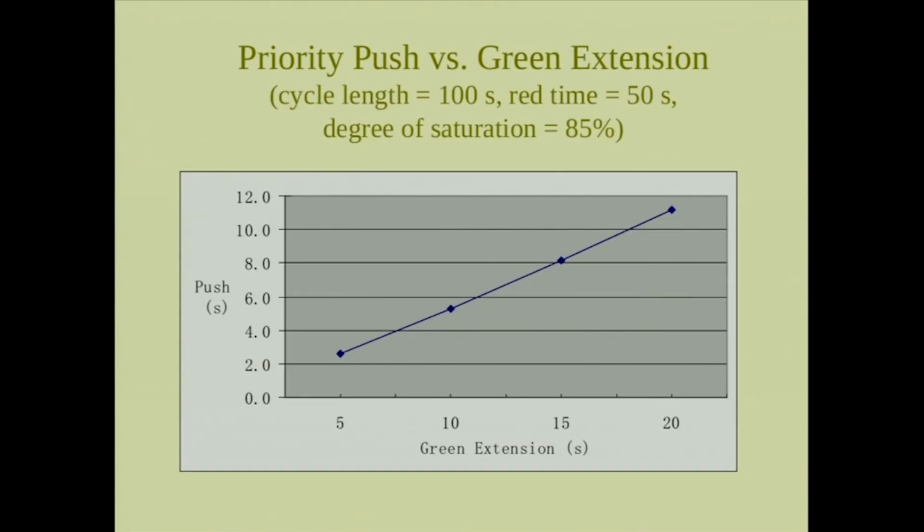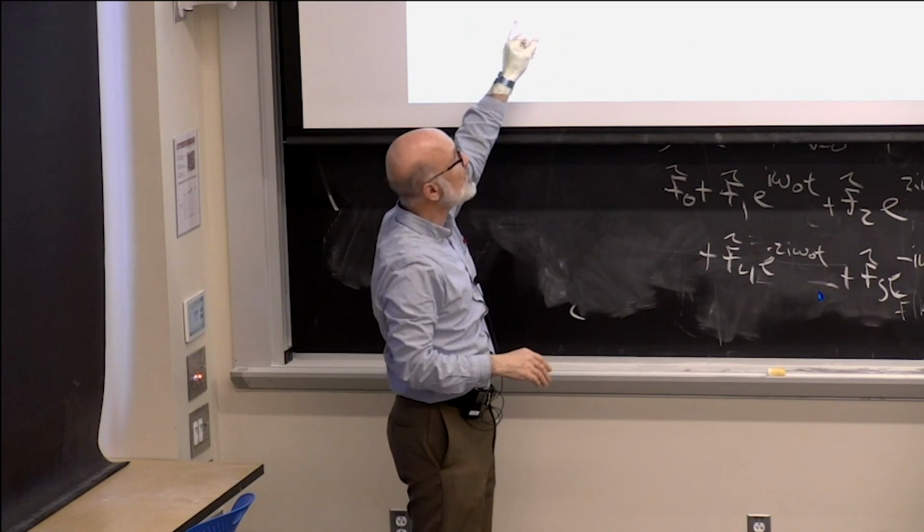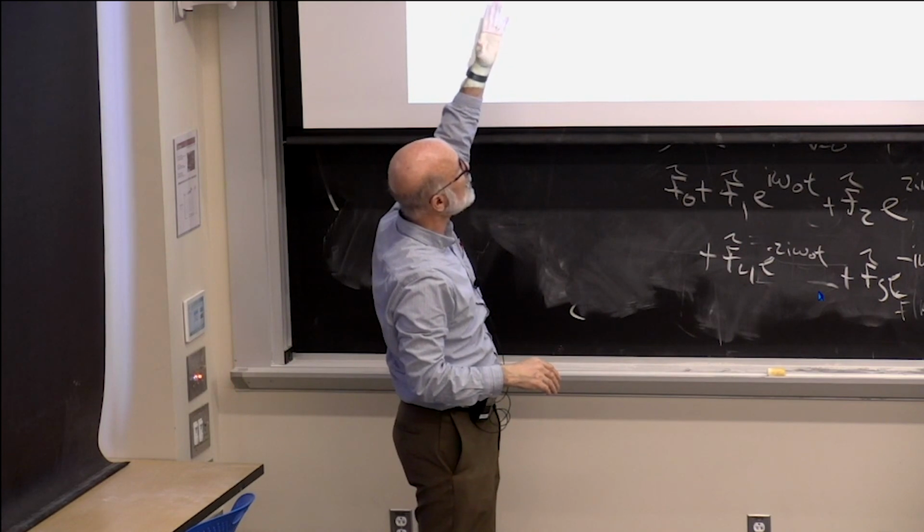So to put some numbers on that priority push, let's consider a typical intersection with a cycle length of 100 seconds, 50 seconds of red time, and the V over S term is such that the degree of saturation is 85%. That's pretty typical. So this shows how the priority push varies with the green extension. The longer an extension you're willing to give, the more of a priority push. But notice they're not equal to each other.